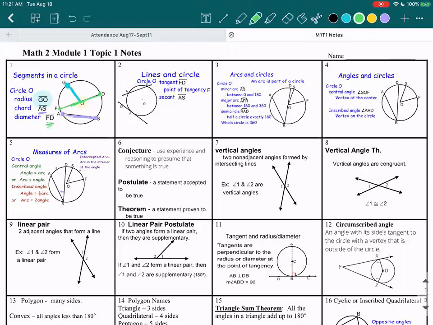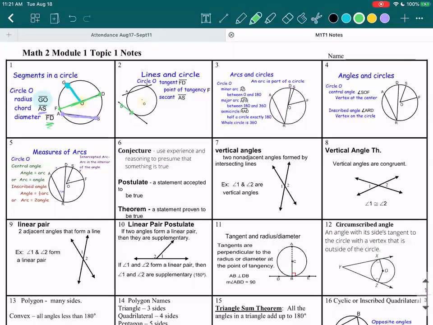Let's look at box number 2. Box number 2 is lines and circles. So this is circle O. Once again, it's circle O because your center is labeled O. And it has a tangent FD. I'll just do that in a green line, why not?